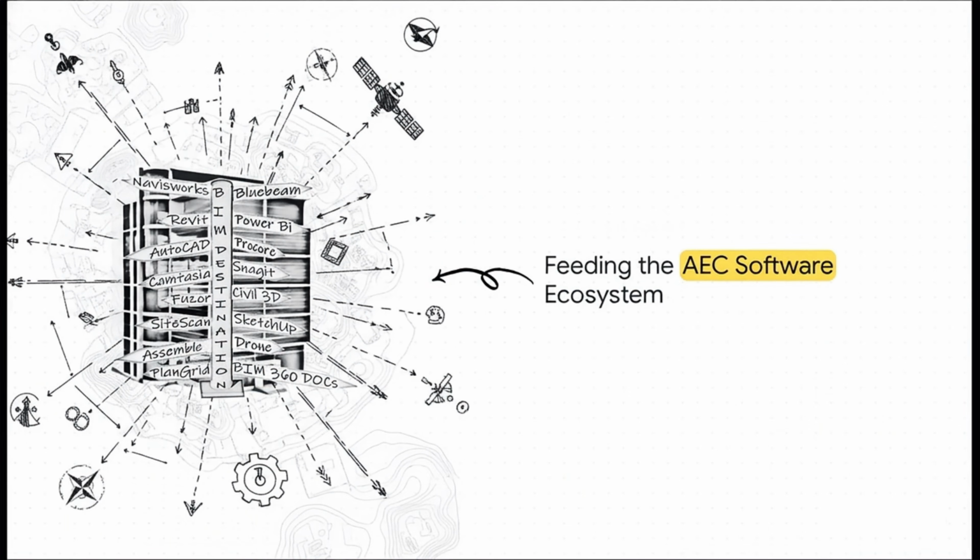And because you're exporting geo-referenced data, Nearmap isn't just an isolated tool operating in a silo. It feeds the entire architecture, engineering, and construction ecosystem. The data you pull seamlessly integrates into industry heavyweights like Revit, AutoCAD, Procore, Civil 3D, and Bluebeam. It's basically the perfect starting point.